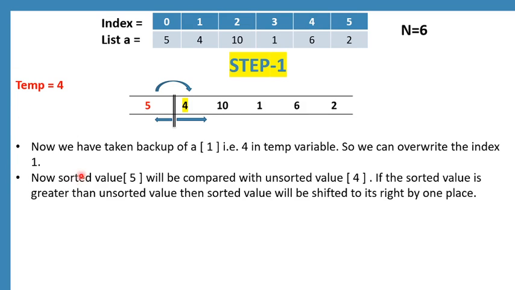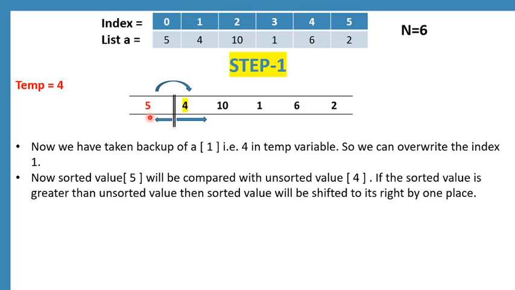Okay, so now we will compare. What we will do here, we will compare the sorted value and the unsorted value. What is the sorted value? Sorted value is 5. What is the unsorted value? Unsorted value is 4. We will compare the sorted value and the unsorted value. If the sorted value is greater than the unsorted value, then we will apply right shift.